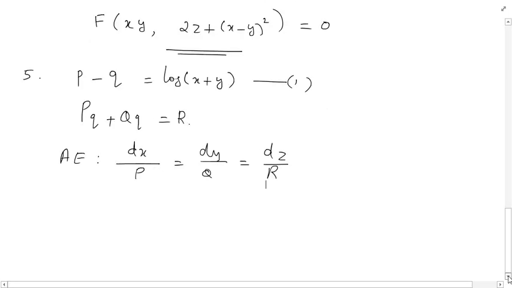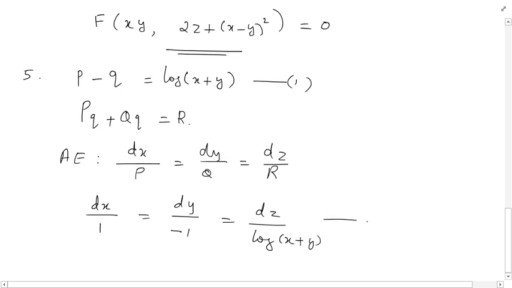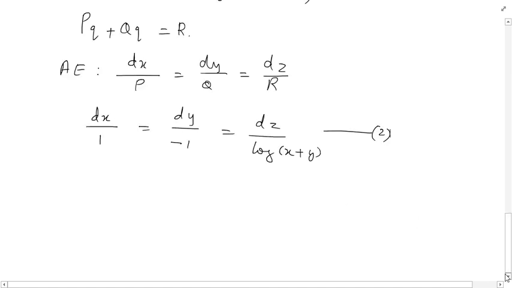Now in this case, you find out the values of P, Q, R. So you can see that P is 1, so dx by 1, and Q is minus 1, therefore dy by minus 1, and dz by log (x plus y). So this is our auxiliary equation. I'll take it as the second equation. Now for finding the solution of the first equation, you have to find two independent solutions of equation number 2.